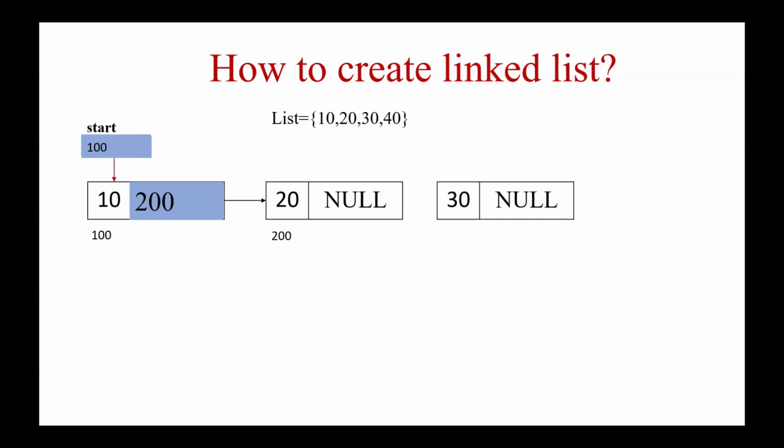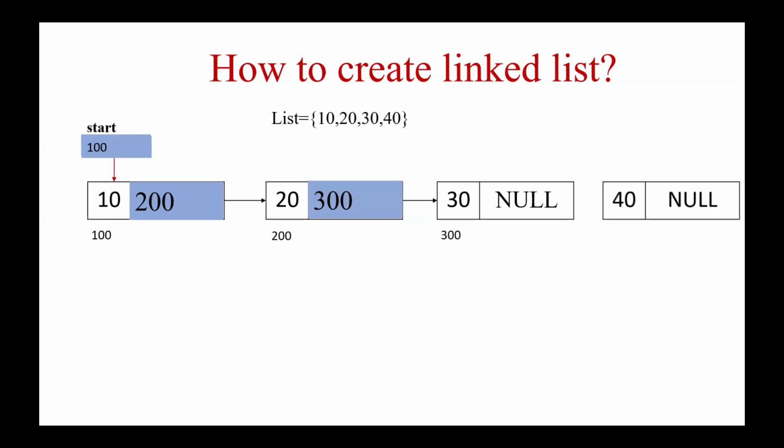Third element we want to insert. So we create the node with the help of the malloc function. The malloc function returns the starting address, that is 300. Now if we store this address into the second node, then the connection is established to the third node. Now the linked list has three elements. The last element we want to insert.